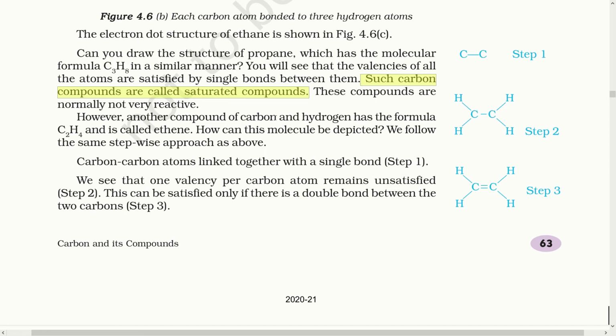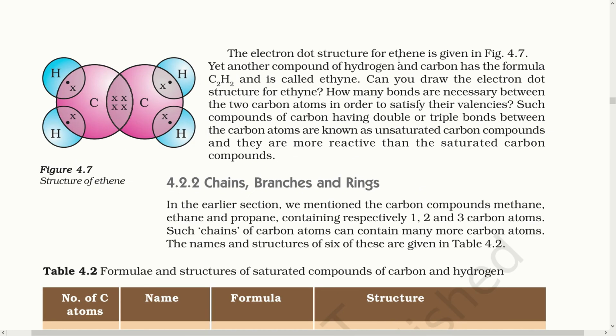However, another compound of carbon and hydrogen has the formula C2H4 and is called ethene. The electron dot structure for ethene is given in figure 4.7. Here in ethene, you can see carbon forms a bond by sharing 2 electrons, while the 2 left electrons are shared by 2 individual hydrogen atoms. In the same manner, another compound of hydrogen and carbon has the formula ethyne. So here you can see the carbon has formed a bond by sharing 2 electrons. Such compounds of carbon having double or triple bonds between carbon atoms are known as unsaturated carbon compounds, and they are more reactive than the saturated compounds.